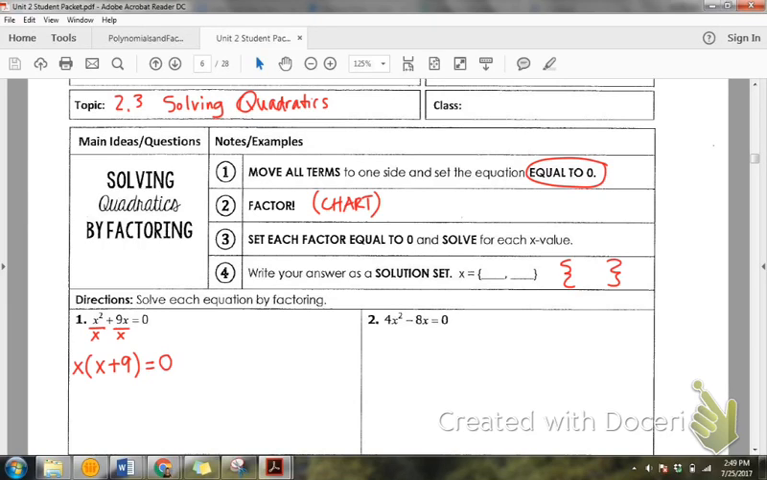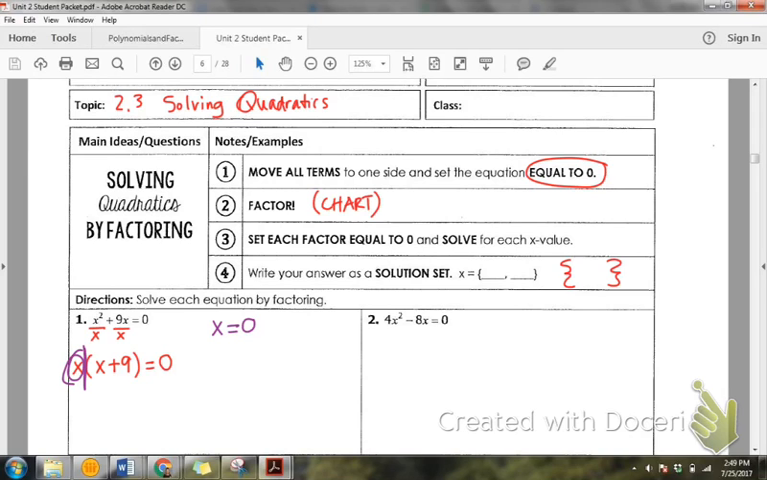Now, it says set each factor equal to 0 and solve. So what I like to do is this. I like to kind of cut this in half and say, those are my two factors. I have x as a factor and x plus 9 as a factor. So I'm going to set each of those equal to 0. When I set x equal to 0, there's not much more I can do with this x, right? It's already set equal to 0. There's nothing to solve there, so we're going to leave that one as is.